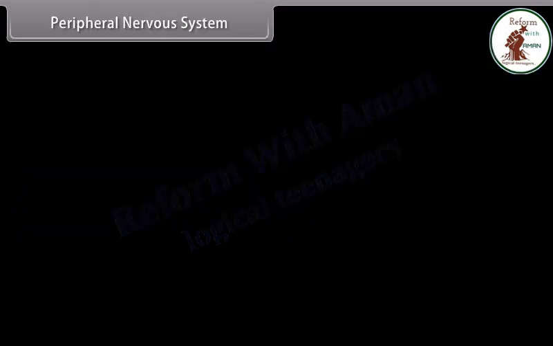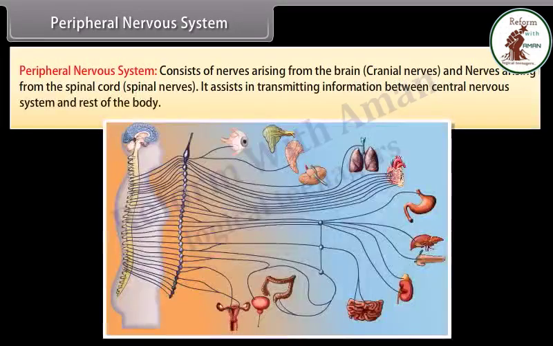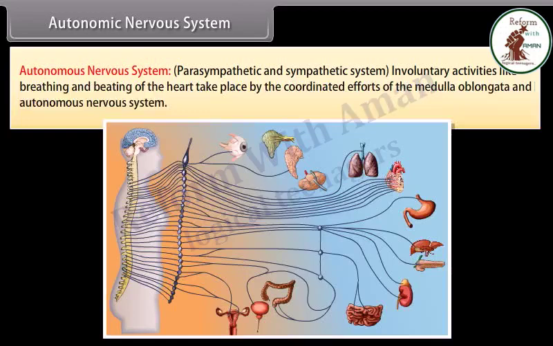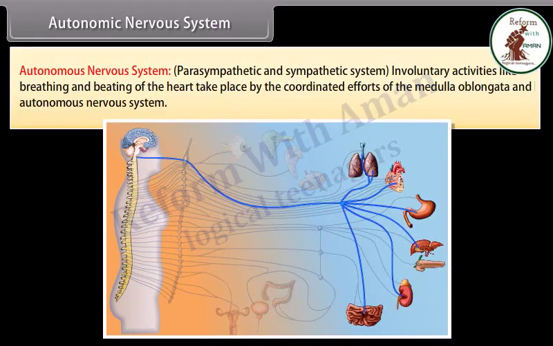Peripheral nervous system. Peripheral nervous system consists of nerves arising from the brain, cranial nerves, and nerves arising from the spinal cord, spinal nerves. It assists in transmitting information between central nervous system and the rest of the body. Autonomic nervous system, autonomous nervous system, parasympathetic and sympathetic system. Involuntary activities like breathing and beating of heart take place by the coordinated efforts of the medulla oblongata and autonomous nervous system.